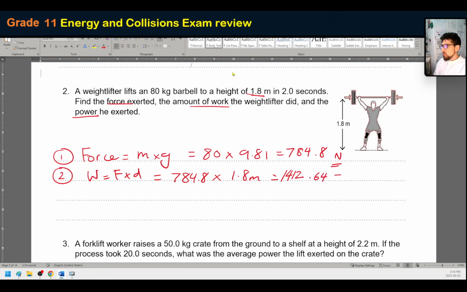1412.64 joules. Now, there's a note to be made here, and that's the fact that I'm not rounding up just yet. And the reason why I'm not rounding up just yet is because we're still using those numbers. So it's always good practice not to round up during the workout, because obviously the error will be cascaded. So what you need to do is just wait till the very end to do the rounding.